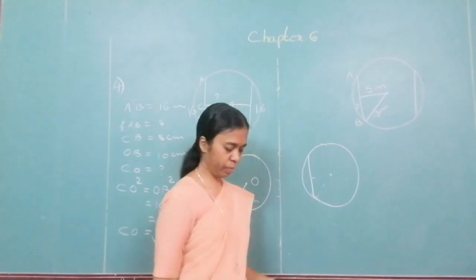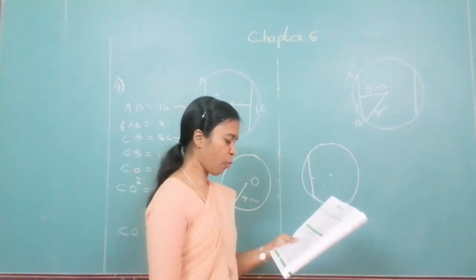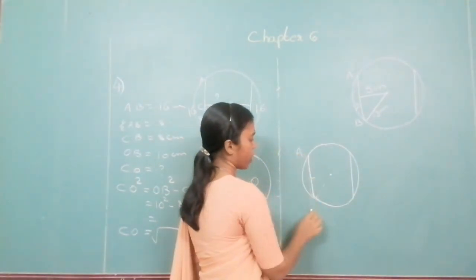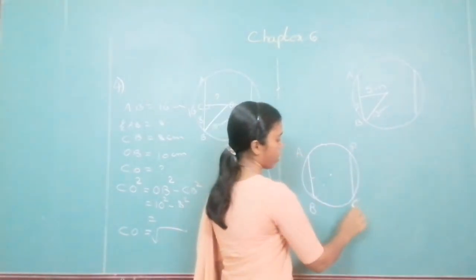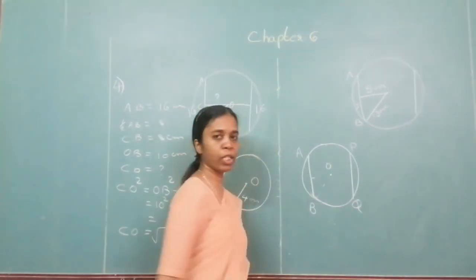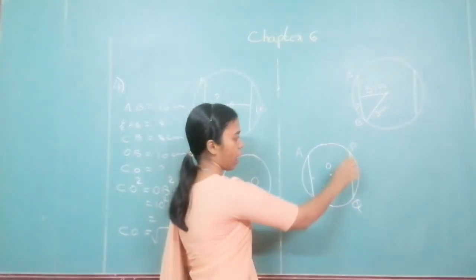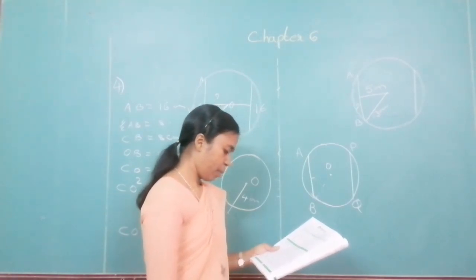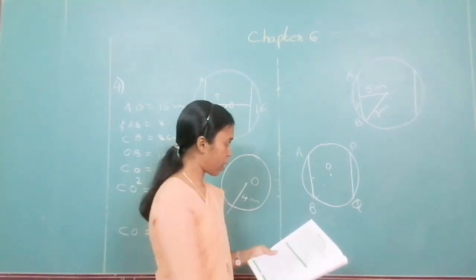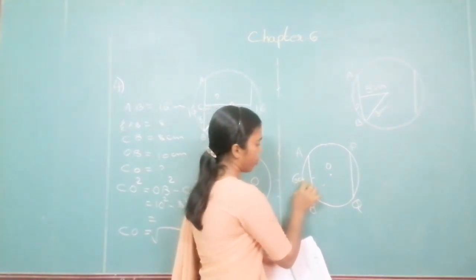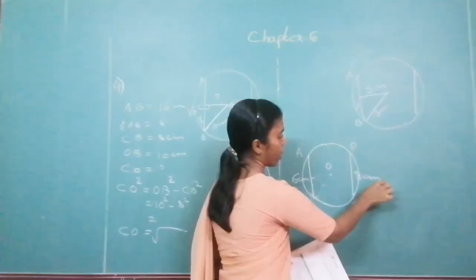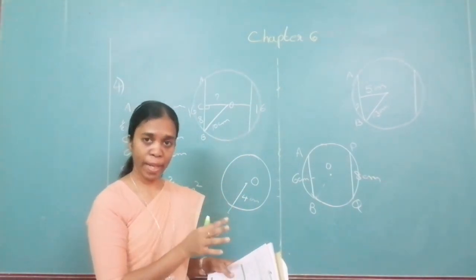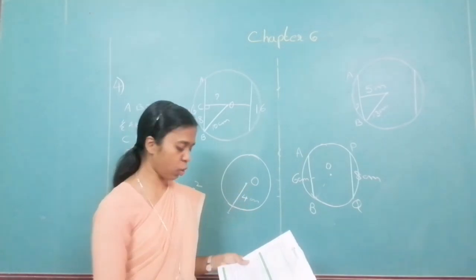You have a circle. Length of parallel chords: you have two chords which are parallel. Suppose this is AB and this is PQ. Center I am naming as O. What is told to you? These are parallel, on the opposite sides of the center, and this is 6 centimeter and this is 8 centimeter. Please remember, it is not told that they are equal. They are parallel and they are different in length also.